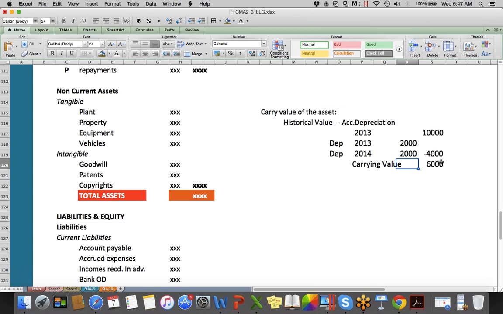At the same time, say if I sold it for say 6,200, I had a gain of $200. You should not say it is a profit, it is a gain. So carrying value is used to find whether there is a loss, and what is the value of the asset as on the day, whether there is a loss or gain on disposal of the asset.